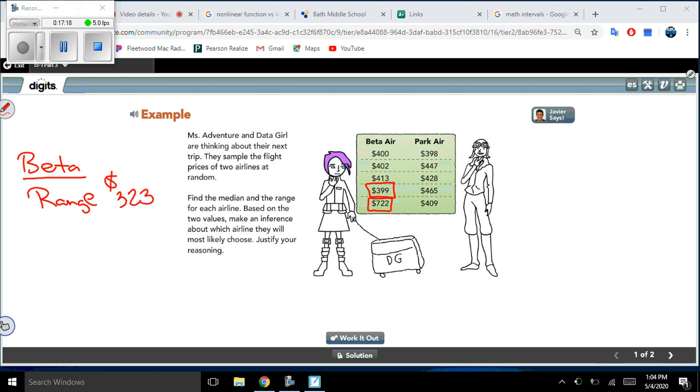Okay, its median, so they want that right there. Its median is the middle number, and the middle number looks to be, there's the biggest, there's the smallest, next biggest, next smallest, looks to be 402. So the median here is 402.